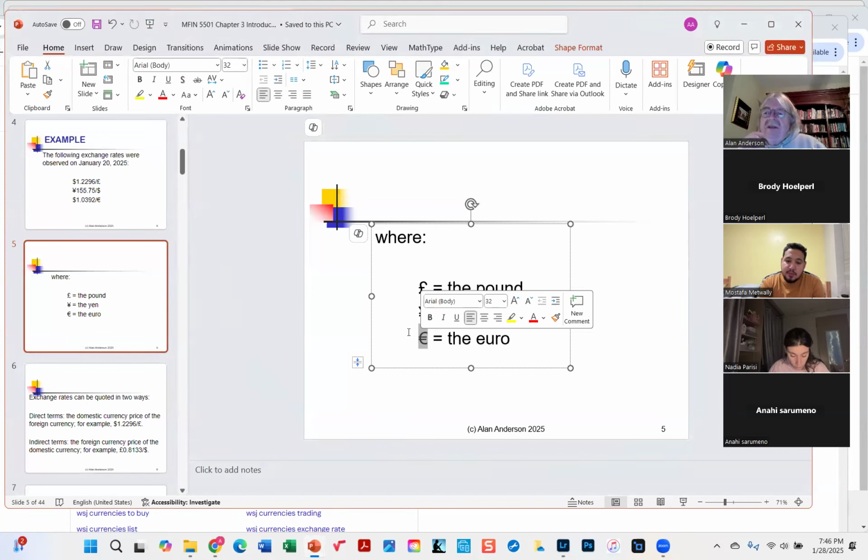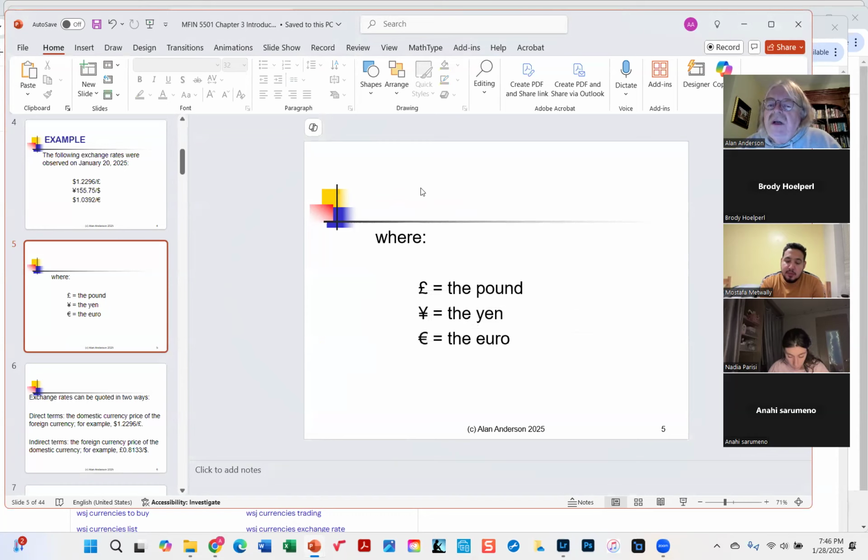The euro has this symbol that looks like a fancy E. Now, what's interesting about the euro symbol is that when the euro was introduced, the public was actually consulted on which symbol they would like to see used for the euro. This is very unusual. Most of these just evolved over time, but the euro was chosen with input from the public.